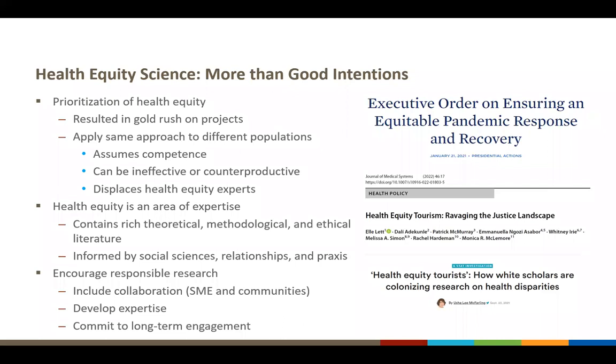I think what's essential to remember when we talk about health equity research is that health equity is not just a concern for social inequities, but it's really an area of expertise that's developed over the years and through discipline and training. It contains a rich theoretical, methodological, and ethical literature. It's informed by social science, relationships with communities who have been historically underserved by occupational health and public health organizations, and praxis, just doing the work, right?